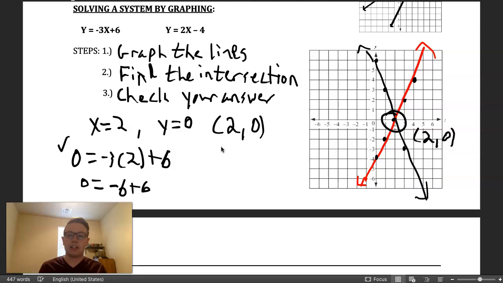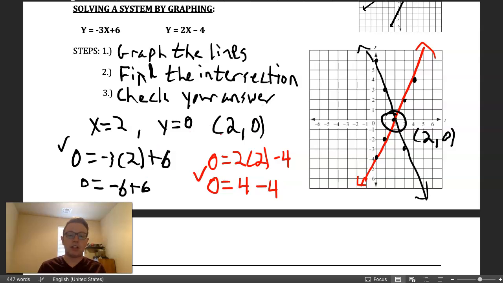Let's check with the other one. For the other one, we have 0 is equal to 2 times 2 minus 4, or 0 is equal to 4 minus 4. Again, this is true.